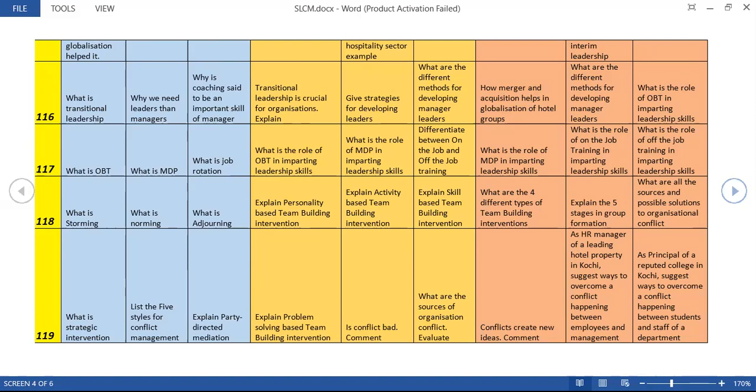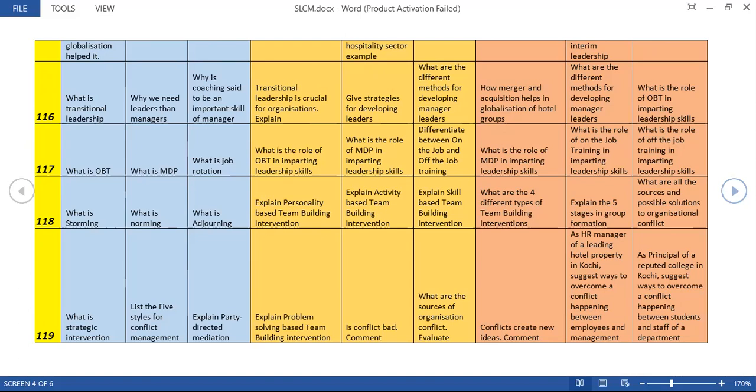Then strategic intervention is again, there are different types of interventions. So strategic interventions are needed when an organization is feeling that it's dipping, it's falling down, then there needs to be strategic intervention from someone.